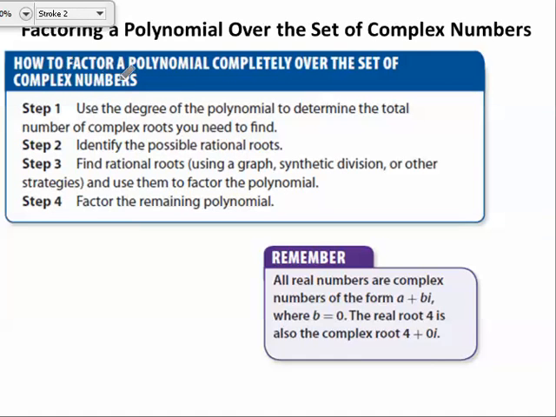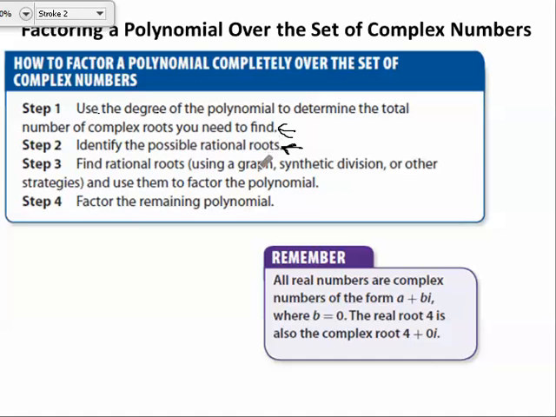So how do you factor a polynomial completely over the set of complex numbers? First, you use the degree of the polynomial to determine the number of complex roots you need to find. If it's to the 5th power, you have to find 5 roots. Then you identify the possible rational roots. That's where we take the constant, divide it by the coefficient, and factor it completely.